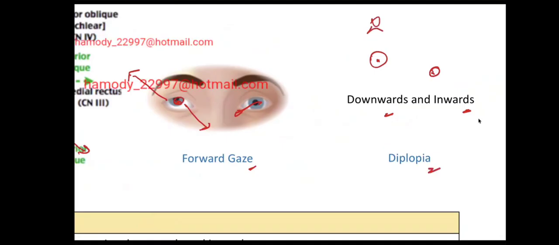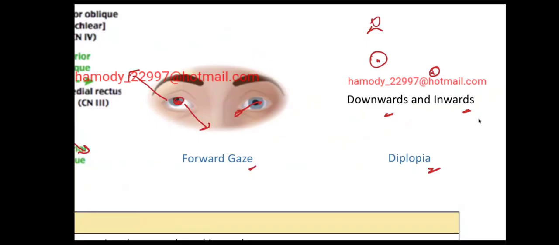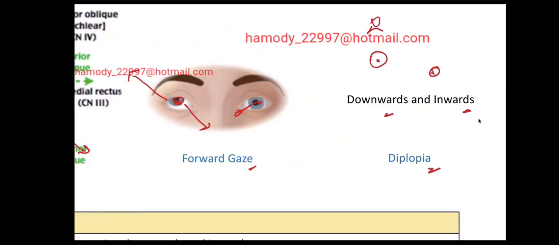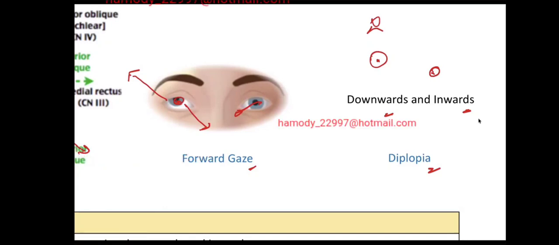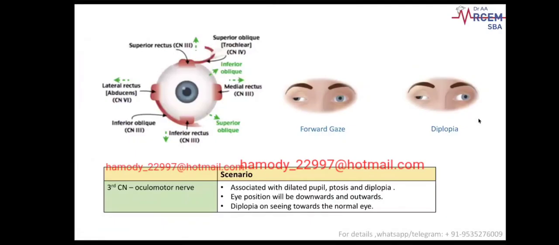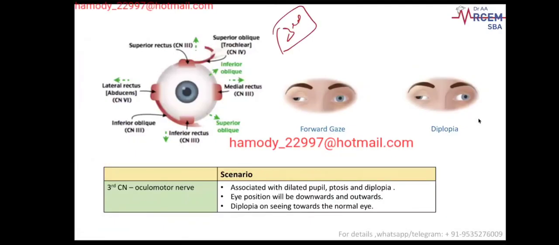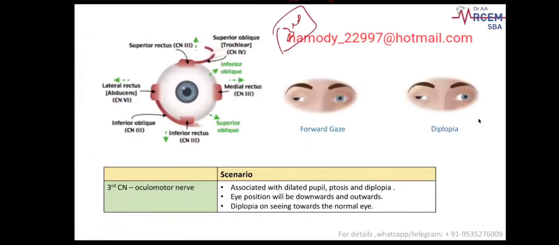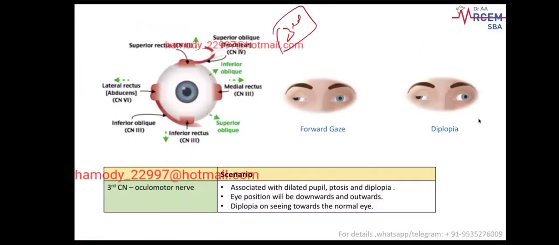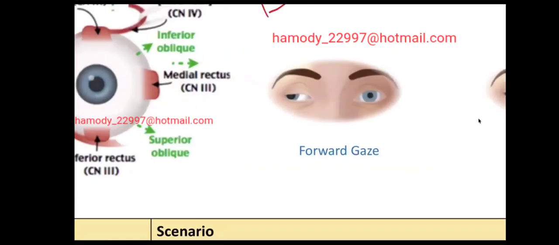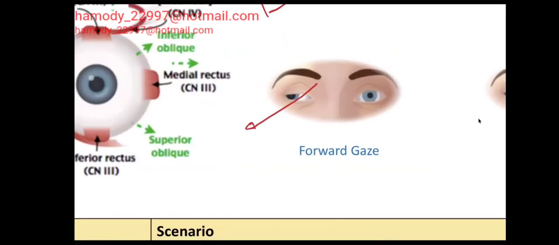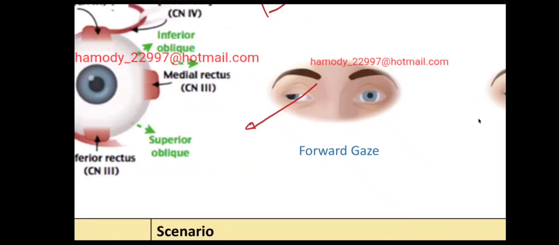So usually the classical history is whenever I climb stairs. When you're climbing stairs, what do you do? You look at your feet. At that point of time, your eyeballs are downwards and inwards and you end up having double vision. Here is the injury to the third cranial nerve. Third cranial nerve supplies all the extraocular muscles except the lateral rectus and superior oblique. So the combined effect will result in what? When you ask them to look forward, the eye will be downwards and outwards.